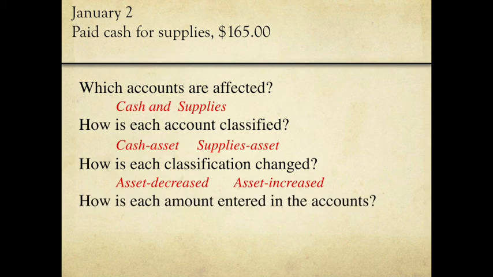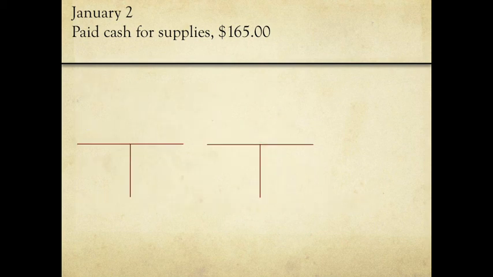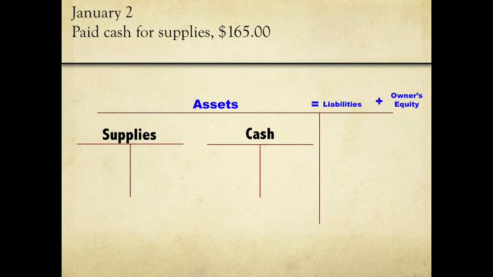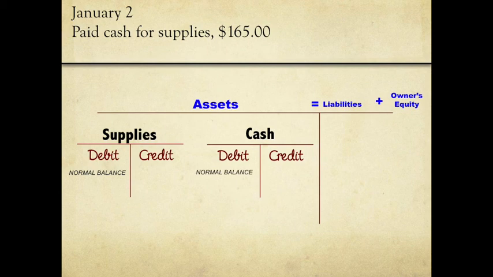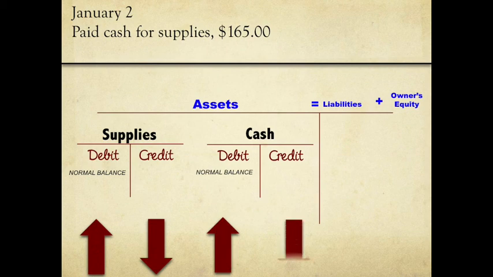How is each amount entered into our accounts? If you look here, our two accounts, supplies and cash, fall into our accounting equation like this. You can see both assets are on the left side of our accounting equation. Again, as a reminder, our debits and credits are always on the same side. Debits on the left, credits on the right. Since they are both assets, the normal balances are debit. You increase on the normal balance side, you decrease on the opposite side.